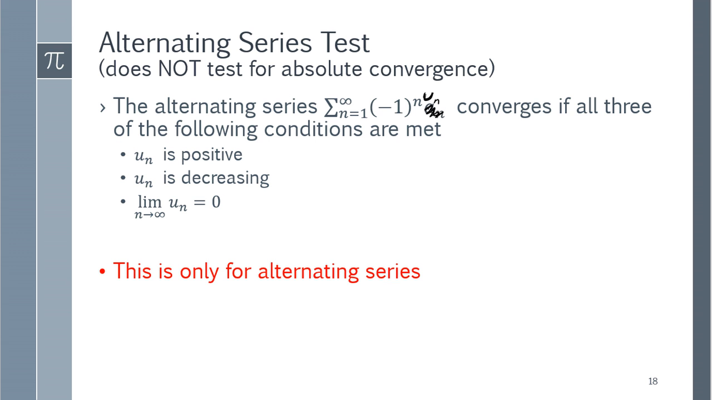There are 3 conditions I have to check. For a converging series, the non-alternating part must be positive, decreasing towards 0. Okay, so non-alternating part, positive, decreasing towards 0. This is a really great test, so much so that students always want to use this on non-alternating series. So that's why I have the reminder here. This is just for an alternating series.